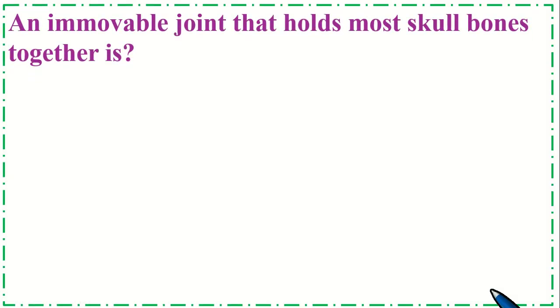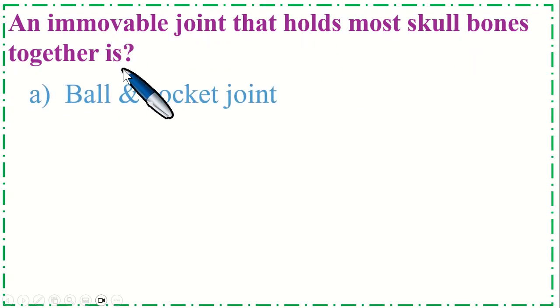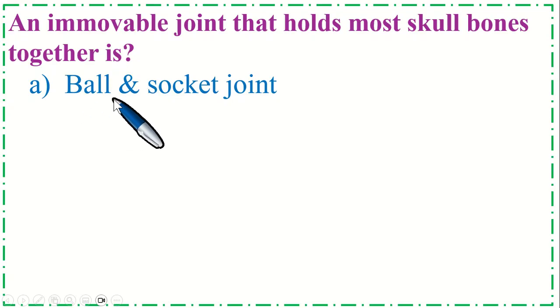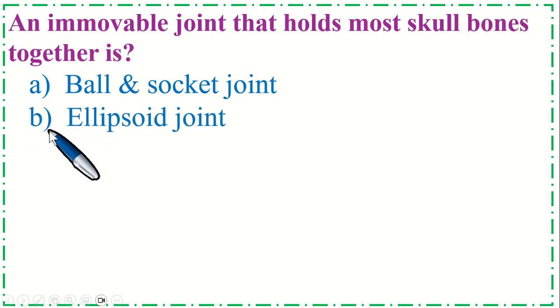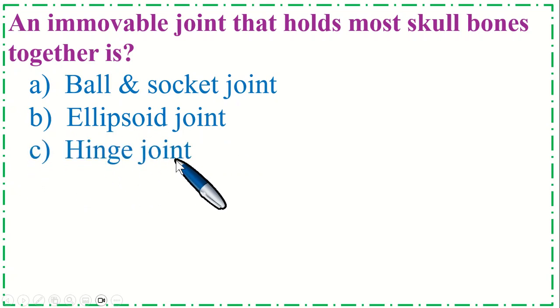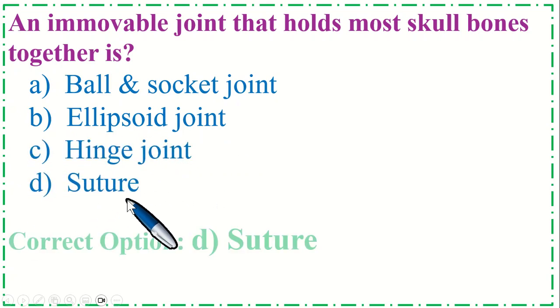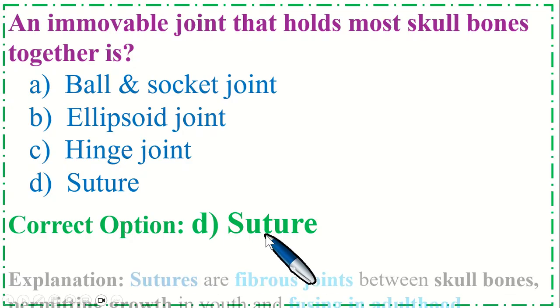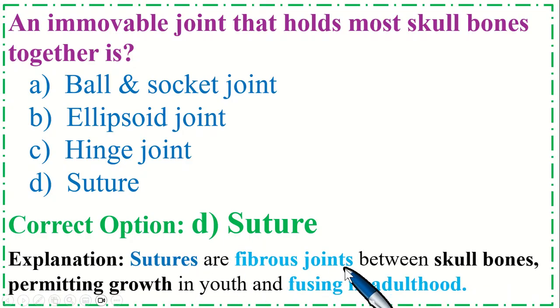So dear students, this is very important MCQs. An immovable joint that holds most skull bones together is option A, ball and socket joint, B, ellipsoid joint, C, hinge joint, and option D, suture. So the correct option is D, suture. Sutures are fibrous joints between skull bones permitting growth in youth and fusion in adulthood.